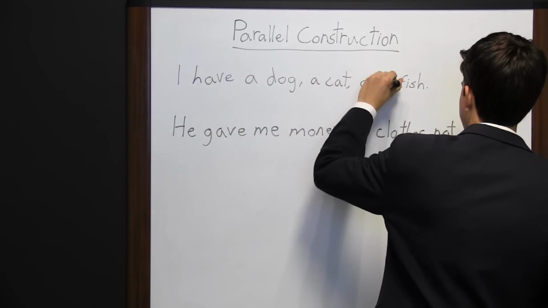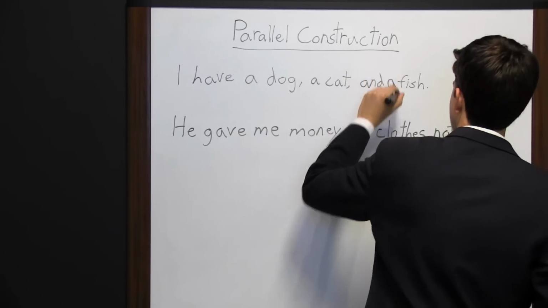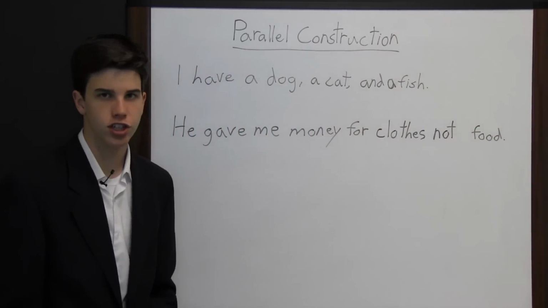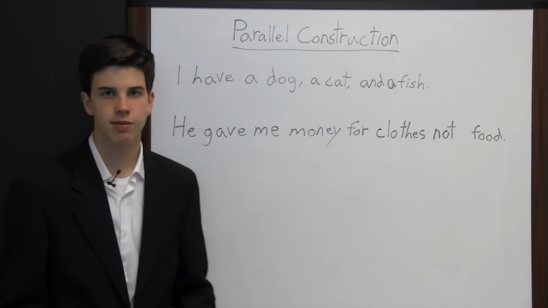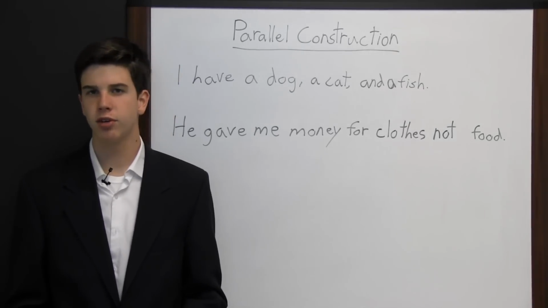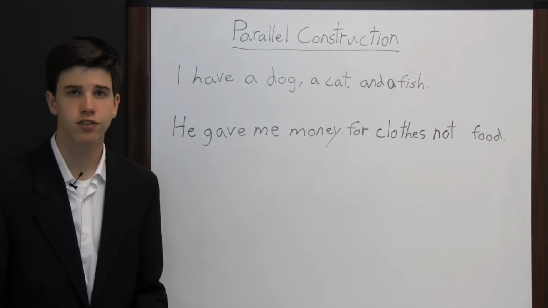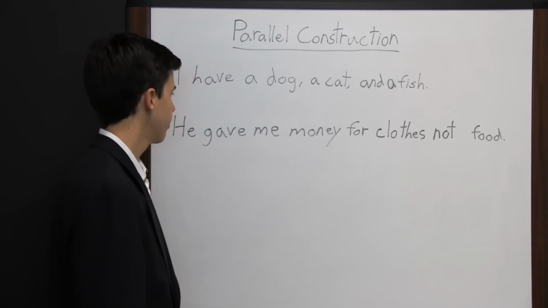So if we insert "a" here, the sentence is now correct. I have a dog, a cat, and a fish. So sometimes the concept of parallel construction applies to when you have 3 or 4 items in a list, but sometimes it just applies when you have 2 parts to a sentence. See what I mean here?